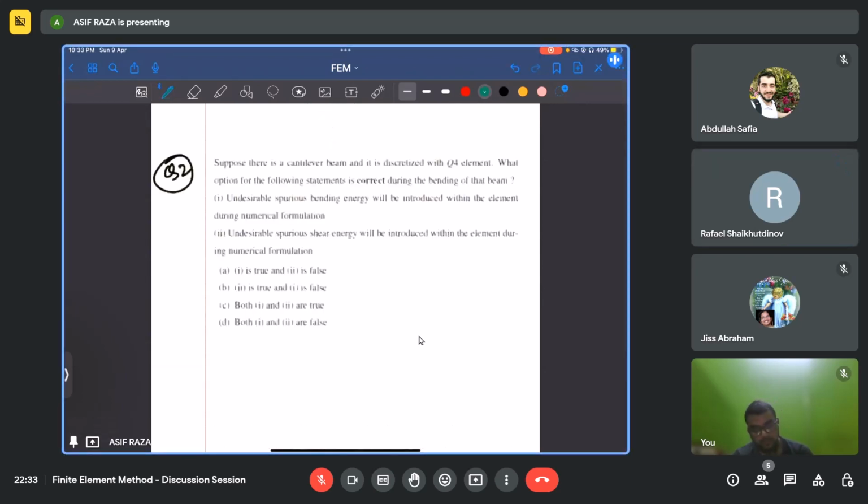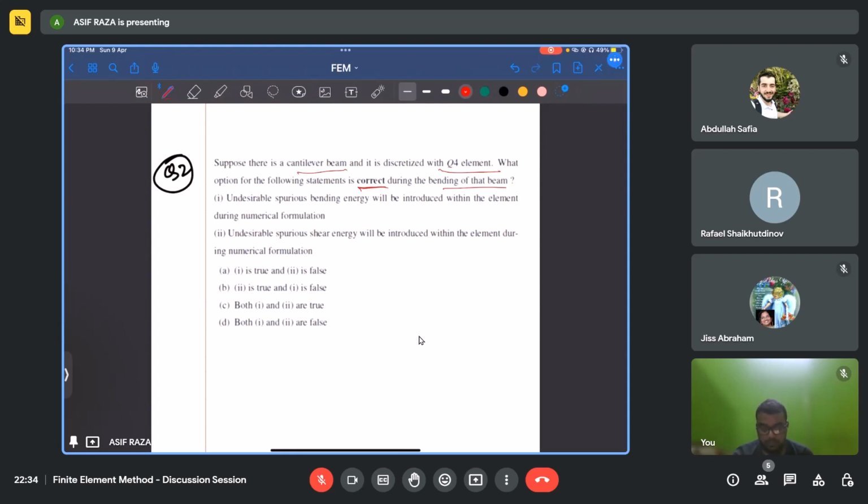So this is the next question. Suppose there is a cantilever beam and it is discretized with Q4 elements. Q4 element is a four-noded quadrilateral element. Which option for the following statements is correct during the bending of that beam? The first statement: undesirable spurious bending energy will be introduced within the element during numerical formulation. The second statement: undesirable spurious shear energy will be introduced within the element during numerical formulation.